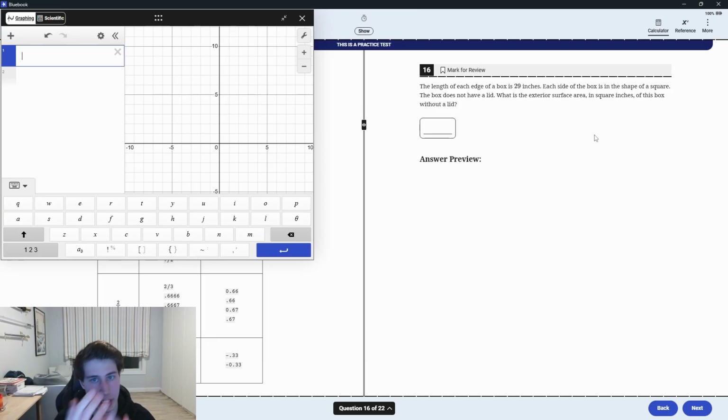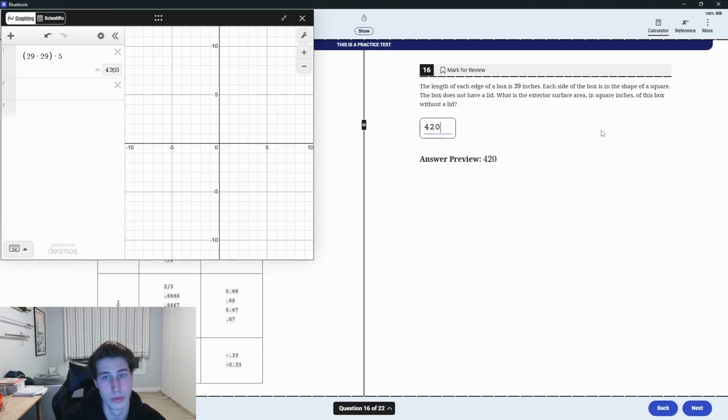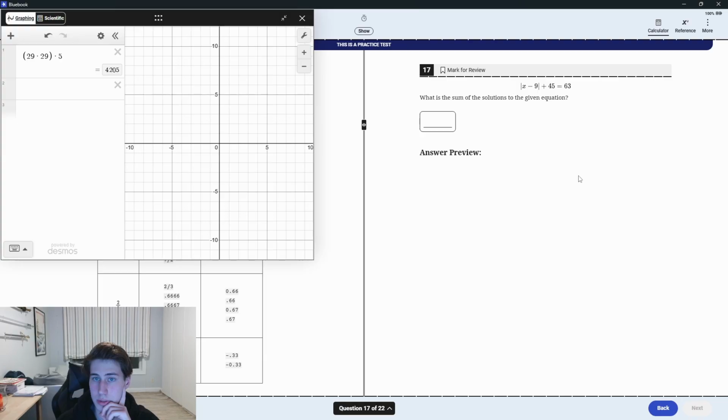So what's the area of a square? Area of a square is just length times height, or length times width. So each edge of the box is 29 inches. So 29 times 29, and you get 841. So that is the surface area of one face. And now we need to do this for 5 faces. So we just multiply again by 5. So we're just adding all of them up, and you get 4205. And that's our answer.